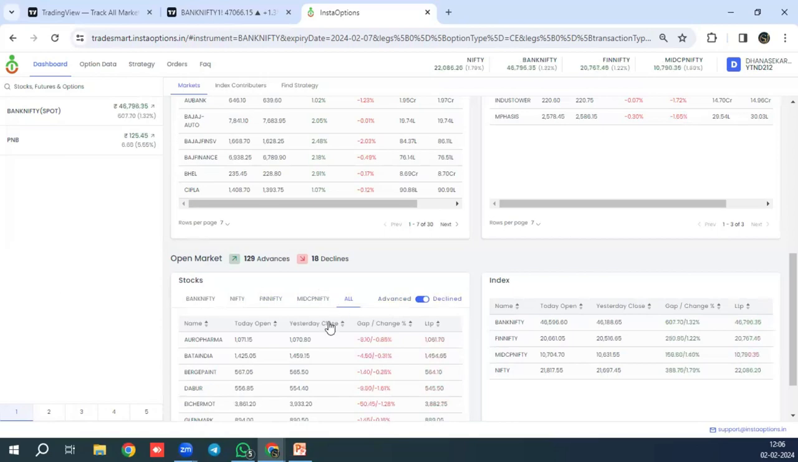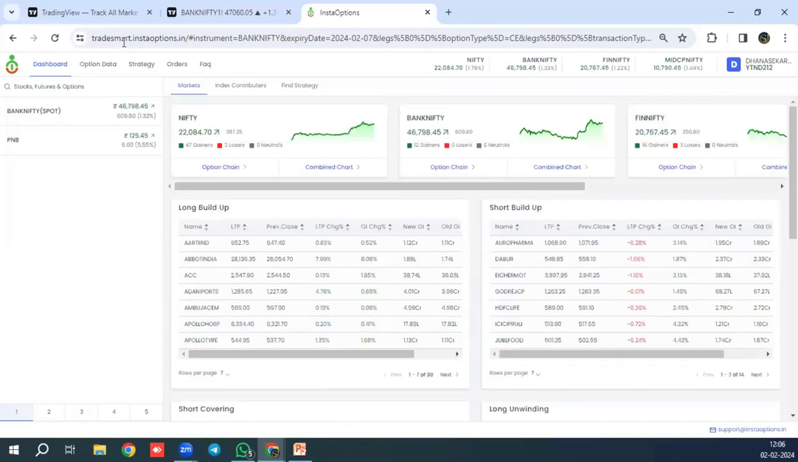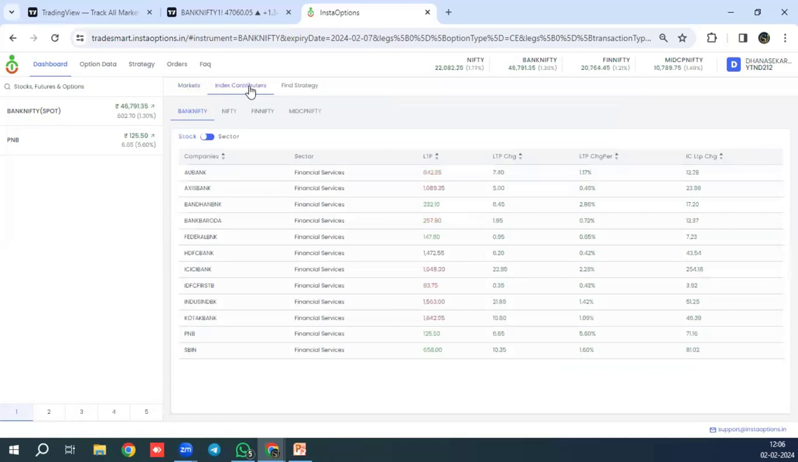Okay. Then we can go to index contributors. In index contributors, you can find which stock is contributing for the index and how much in last change price and how much in percentage. Okay, so this is actually the index contribution. Like let's say AU Finance Bank has contributed for 12 points of Bank Nifty movement on the upside. Here you can see ICICI Bank contributed for 254 points of Bank Nifty on the upside.